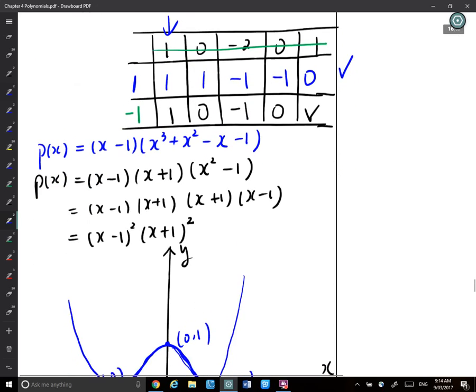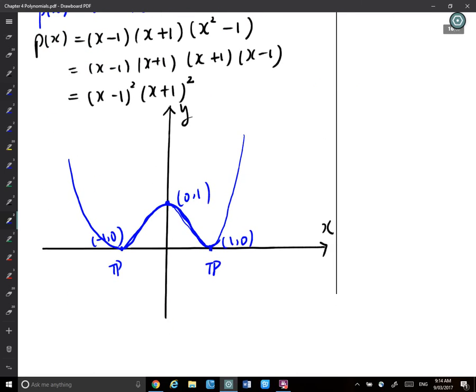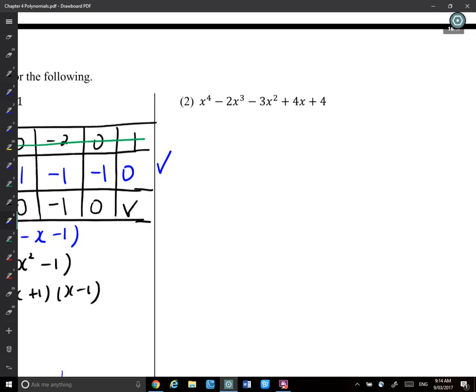Okay, that's this one. This one, you just need to know the factorized form. Fully factorized form, and then think about where you will start your graph and then connect all of them. Okay, have a look at the next one.